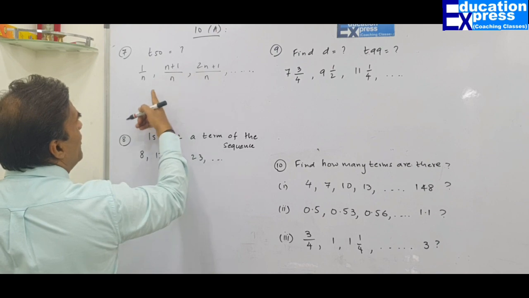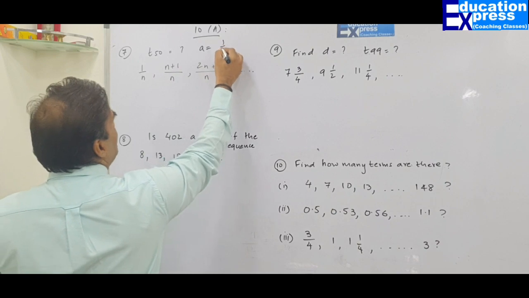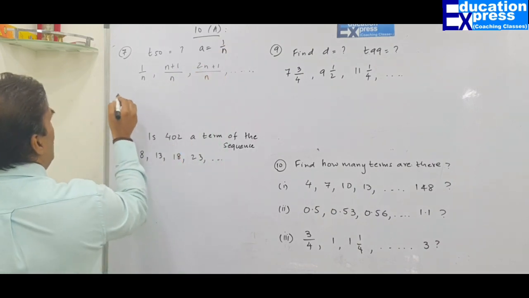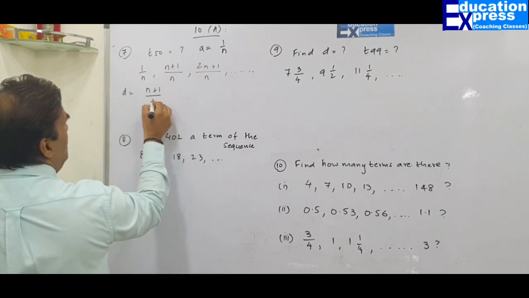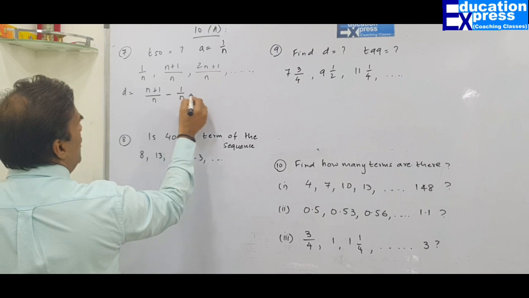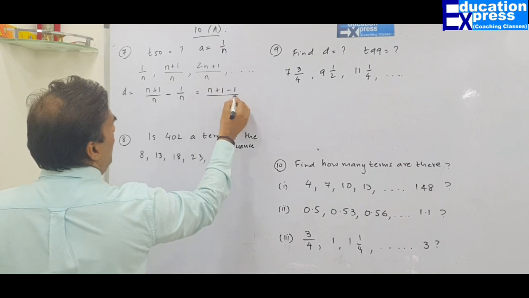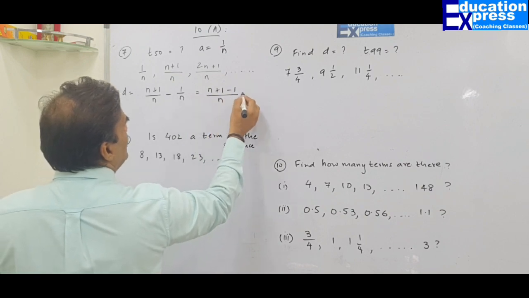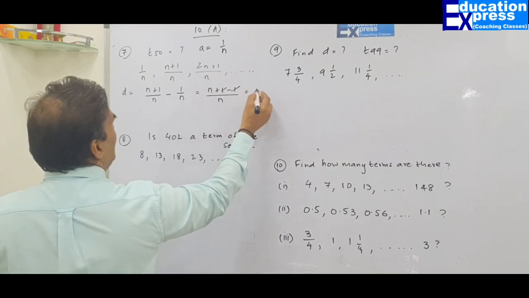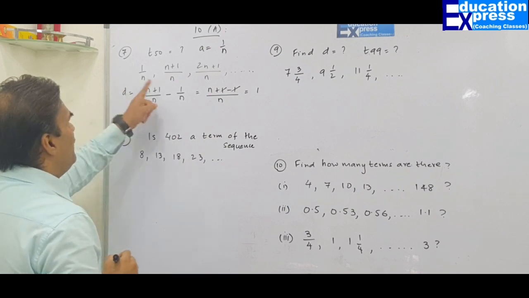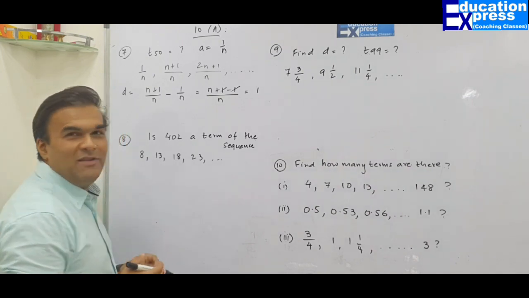Can anyone tell me what would be the value of A? Sir, A would be 1 upon n. That is the first term. Absolutely fine. How do you find D? Sir, D would be the second term minus the first term. So the second term minus the first term. What do you get? n plus 1 minus 1 upon n. 1 cancels. So what remains? n upon n. Since n upon n is 1, though it seemed, my God, how difficult it is, the question turned out to be the simplest one.